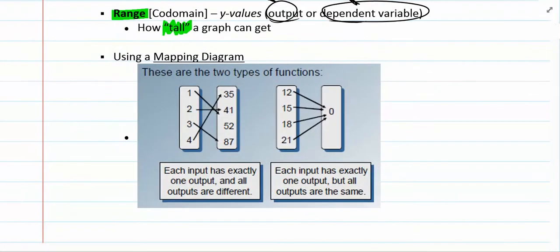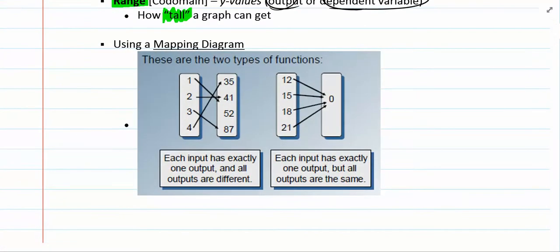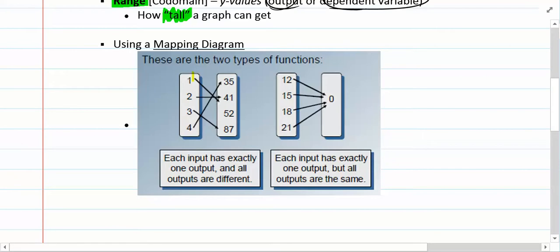And so sometimes we draw a mapping diagram to help us decide whether or not a relationship between two sets of numbers is a function. Here are two examples of mapping diagrams that do represent functions. These are definitely functions. If we look at this case here on the left, we have the number 1 that maps to the number 52, 2 maps to the number 41, 3 maps to 87, and 4 maps to 35. Each input has exactly one output. And notice that all outputs are different in this case.